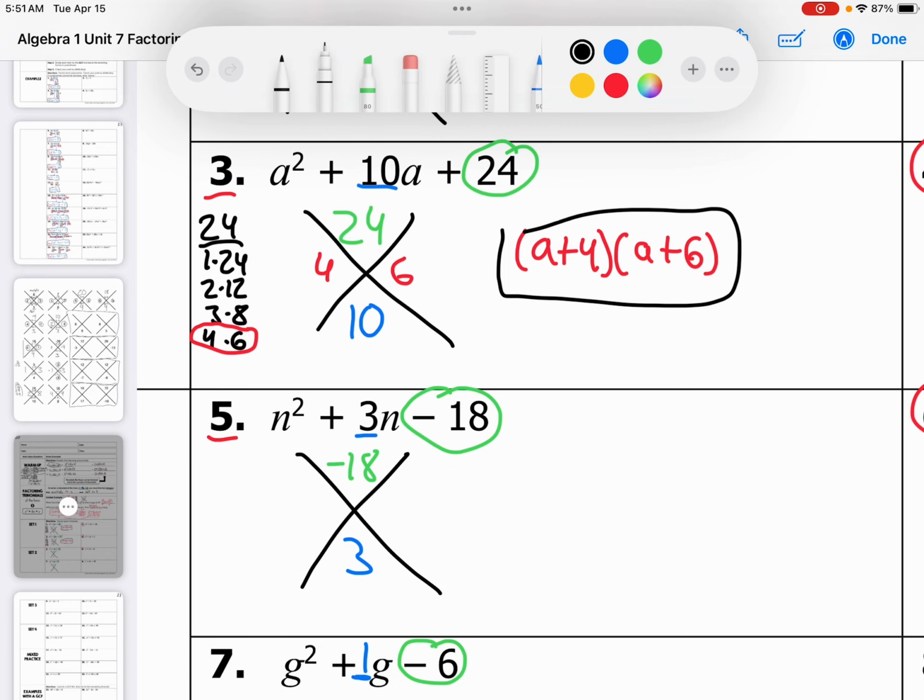On to number 5. I need numbers that multiply to negative 18. The numbers that multiply to 18 are 1 and 18, 2 and 9, and 3 and 6. But if I need to multiply to a negative 18, that tells me that one of these numbers is going to have to be negative. So it's either going to be negative 1 and 18, negative 2 and 9, negative 3 and 6, or it could also be, let me move this over so I have more room.